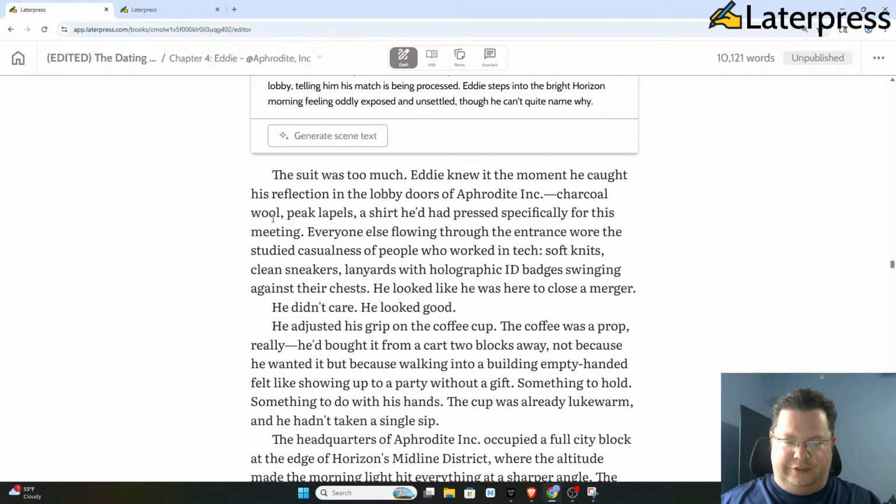But anyway, for the final 10 minutes, we'll start reading through the chapter and see what we like and what we would edit in the text here.